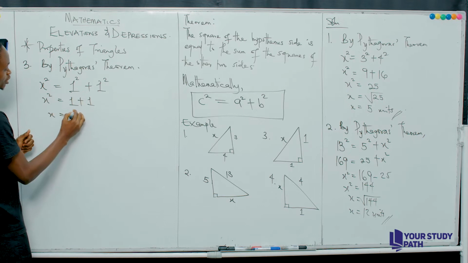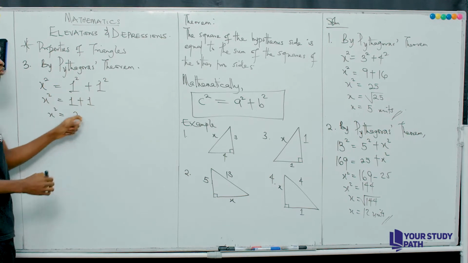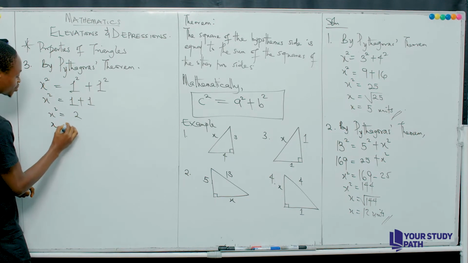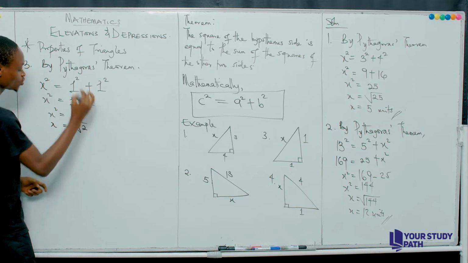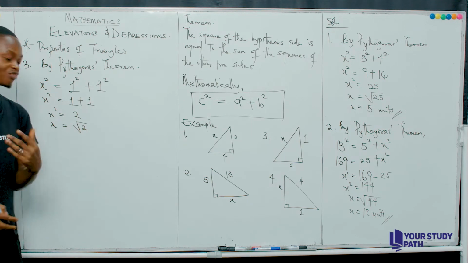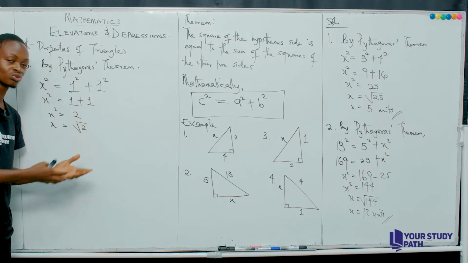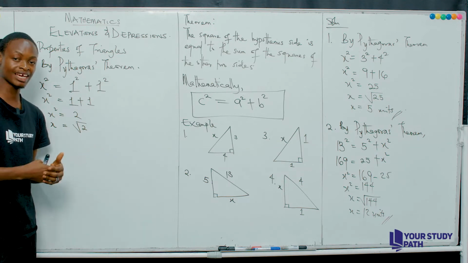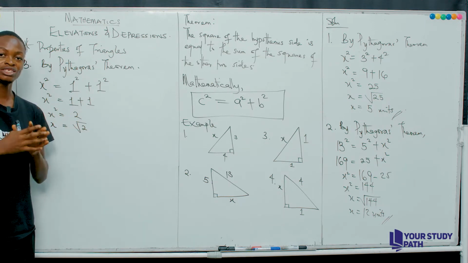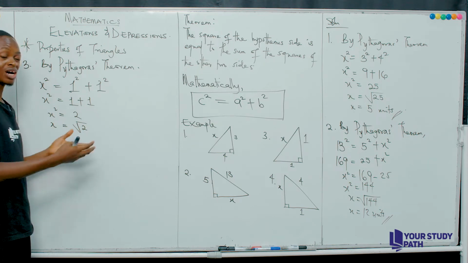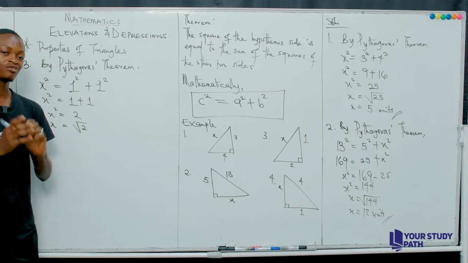So x squared will be equal to 2, so that x will now be equal to the square root of 2. Now, I can obviously go further and find the square root of 2 in its decimal form and get a value that correlates with that. Your simple calculator can help you do that, so it's very, very fine.